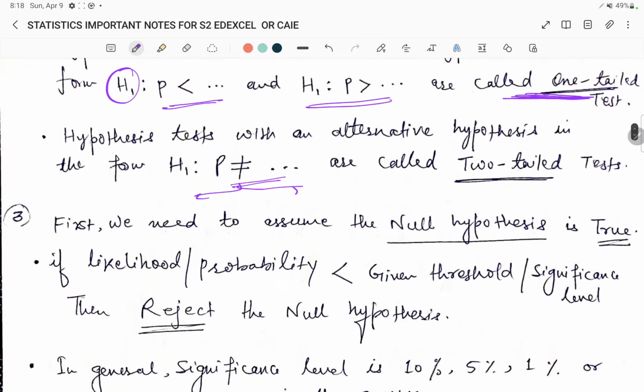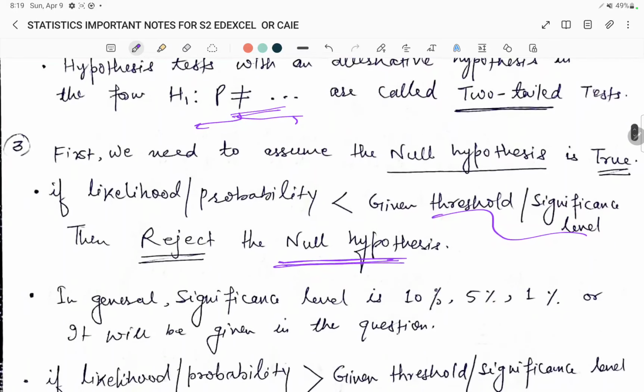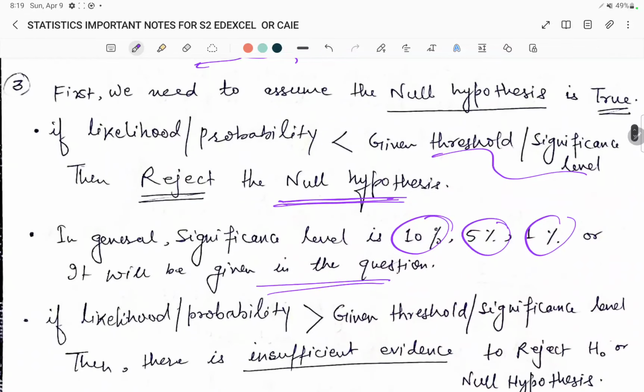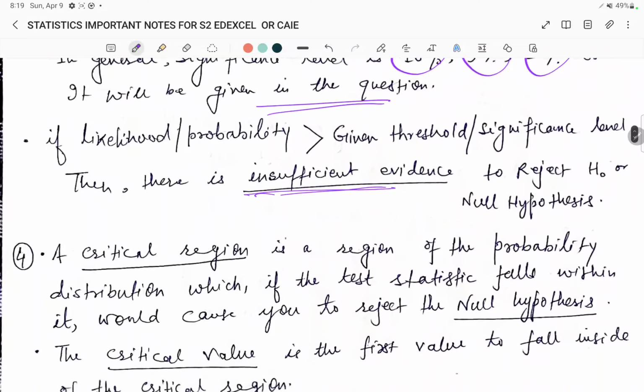First, we need to assume the null hypothesis is true. If the likelihood or probability is less than the given threshold or significance level, then we have to reject the null hypothesis. We will check with the help of calculations. In general, the significance level is either 10%, 5% or 1%, or it will be given in the question. If the likelihood or probability is greater than the given threshold or significance level, then there is insufficient evidence to reject H0, the null hypothesis.